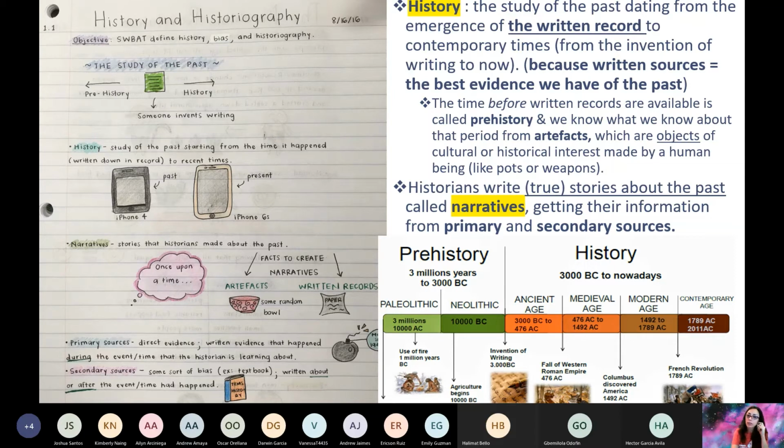All right, so like we said, history is the study of the past starting from writing being available up to now, because written sources are the best, most detailed evidence that we have of what the past would have been like. Historians use written sources to write stories about the past that are called narratives. True stories about the past, or as close to true as we can get. They don't just make things up.